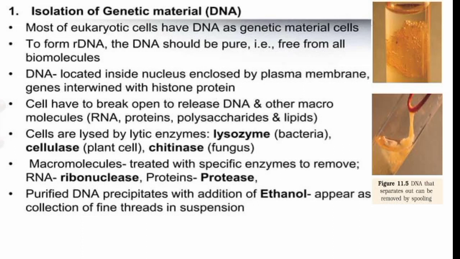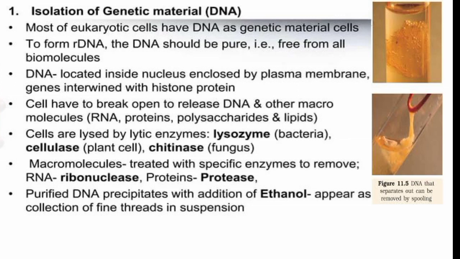Now, first coming to isolation of genetic material, that is DNA. Most eukaryotic cells, whether plants or animals, carry DNA as the genetic material. To form the rDNA, the DNA should be pure, that is free from all biomolecules. The DNA is located inside the nucleus, which is enclosed in a membrane, with genes intertwined with histone proteins.